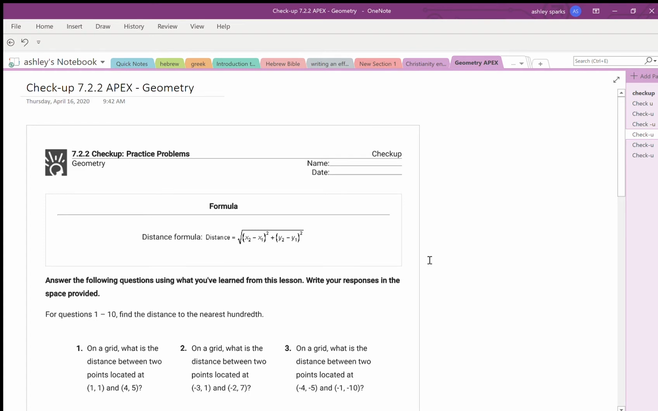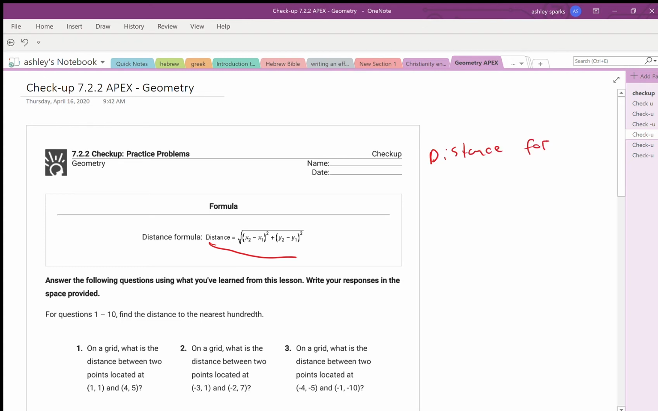We're going to look at checkup 7.2.2 for your apex geometry. This is another nice section. It is focusing on this distance formula. A quick thing I want you to know about the distance formula for when you go into your quiz is the distance formula.